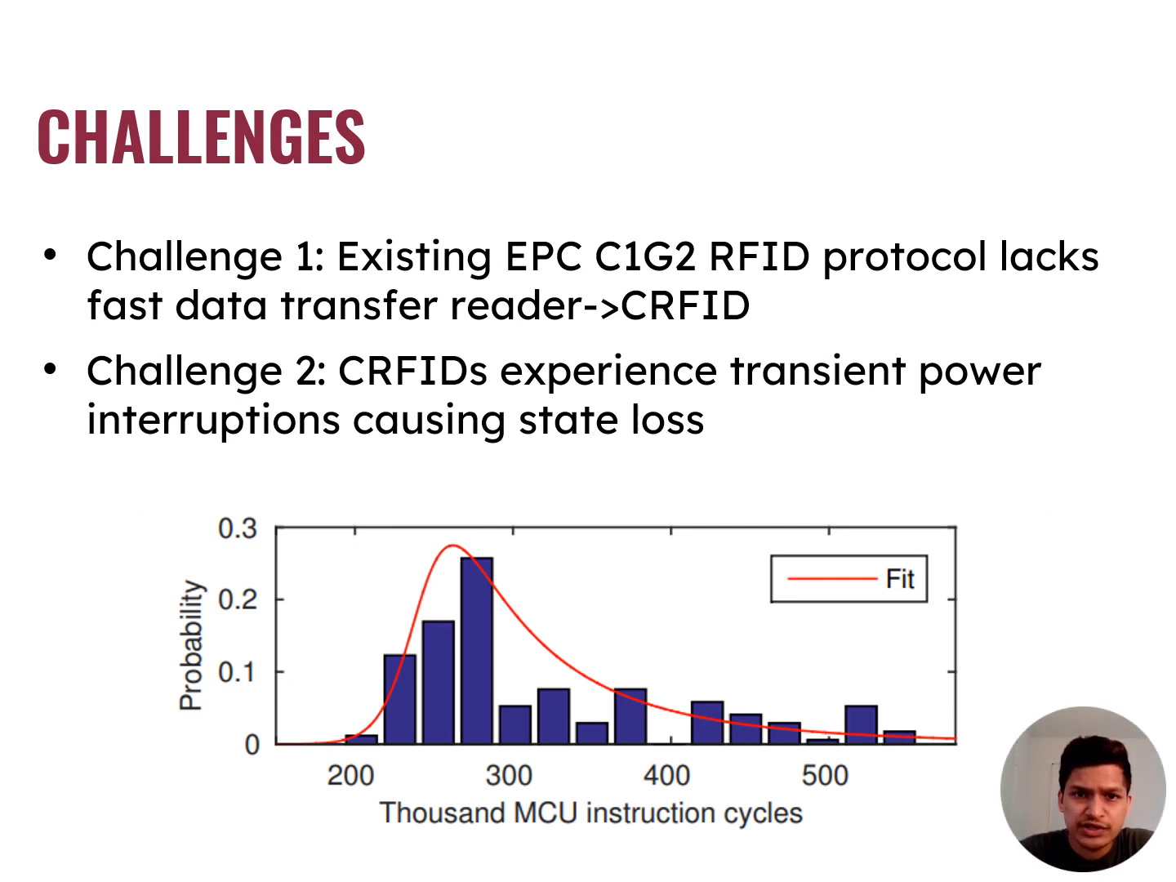So there are two main challenges in enabling CRFID downstream communication. First, the existing EPC C1G2 RFID communication protocol does not have built-in support for fast transfers of large data from the reader to the tag. And second, the CRFIDs experience frequent power interruptions due to transient power availability, which can lead to data loss and state loss. And this transient power issue is illustrated in the figure.